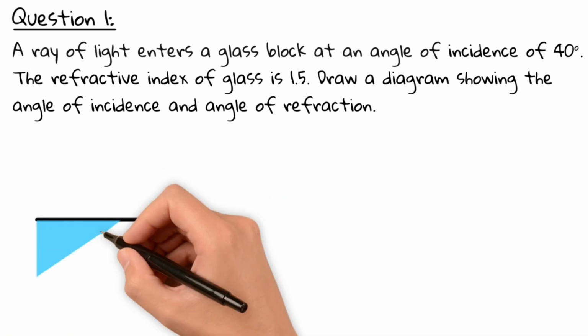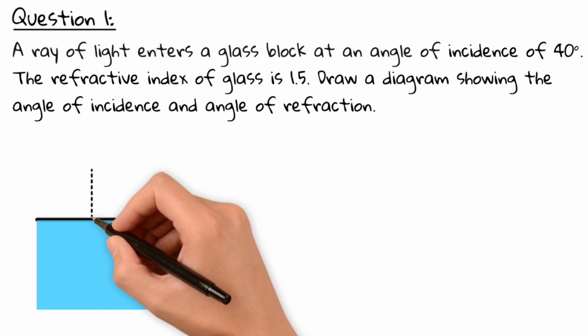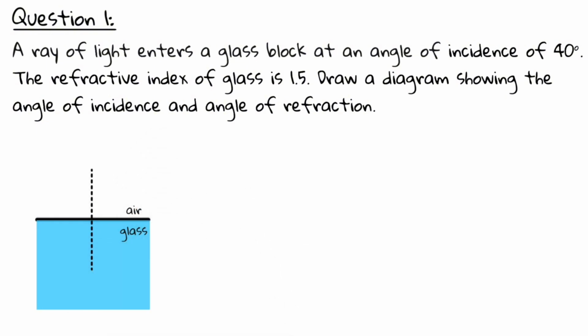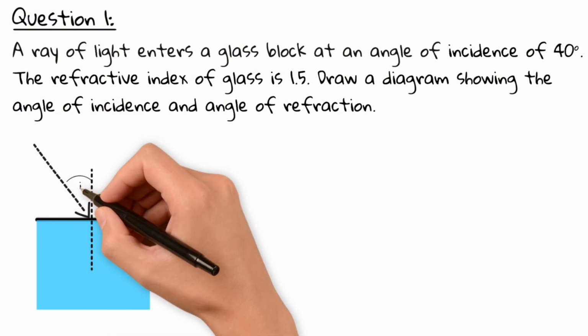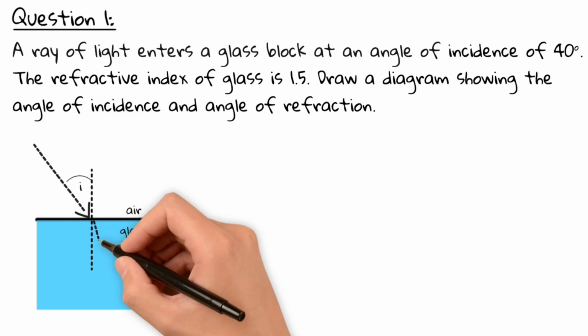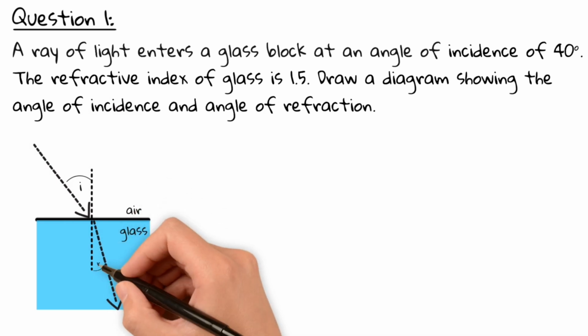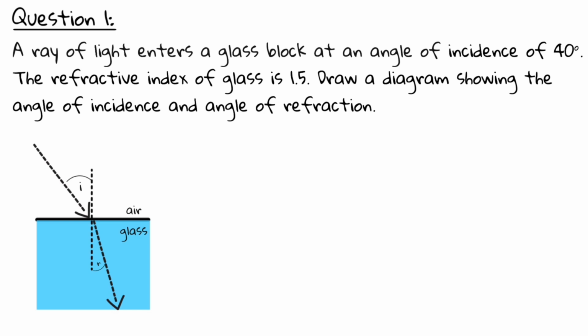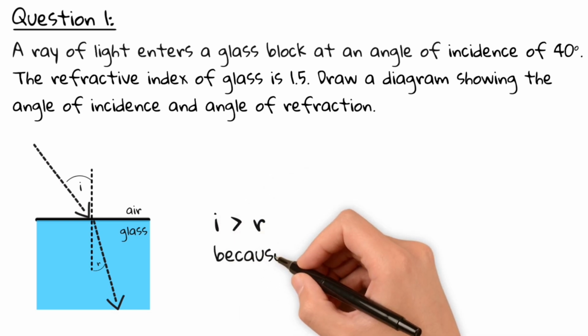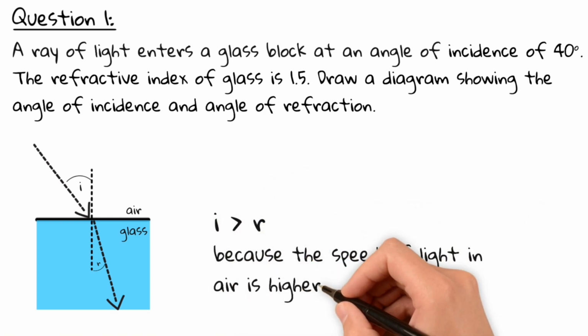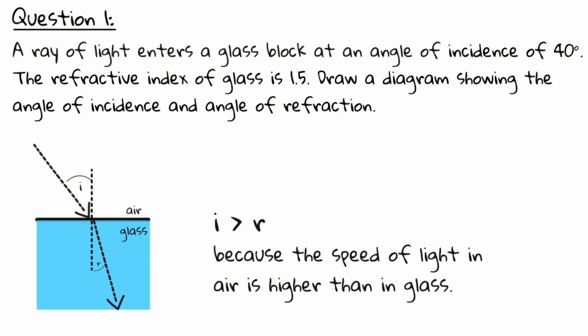We start by drawing the boundary and the normal. Next, we draw the incoming ray and label the angle of incidence. Finally, we draw the ray entering the glass block, bending towards the normal as it slows down. Tip: always draw the normal line and show the wave bending in the correct way depending on the change in speed.